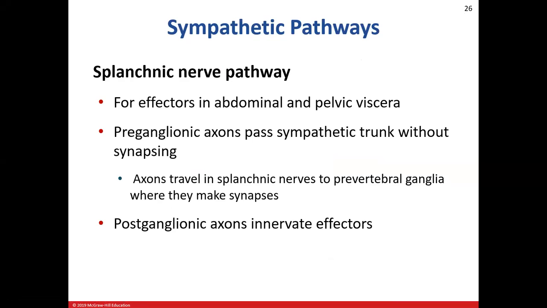So as we look at that splanchnic nerve pathway, again, we're going to see these with a lot of the effectors that fall in the abdominal and the pelvic viscera. Again, we've said the preganglionic axons will actually pass through the sympathetic trunk without synapsing. These axons then, as they exit the sympathetic trunk without synapsing, will travel in what we call a splanchnic nerve, and it goes to what we call a prevertebral ganglia, where they make their synapses. And then those postganglionic axons will then go to the effectors and innervate them in that fashion.